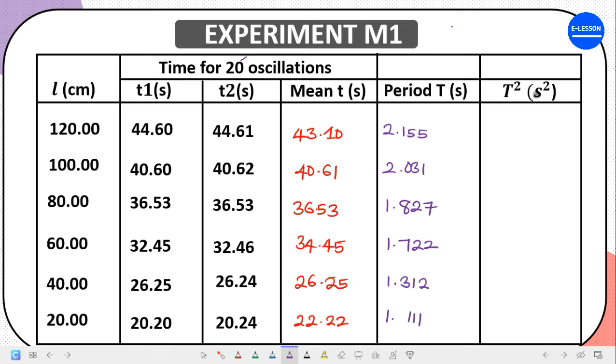Now, have we gotten this? The next thing you do is to square each of the periods, because what you have here is the period, capital letter T, and then you have T squared. What T squared is telling you is that you should square the period. So if you square this period, what is it going to give us? 2.155 squared will give us 4.644. Are you getting it? Then the next one, 2.031 squared, will give us 4.12.